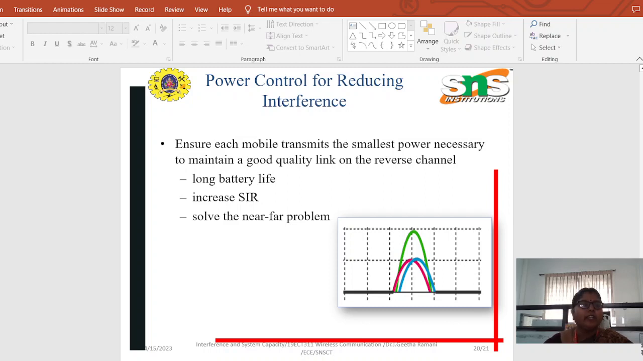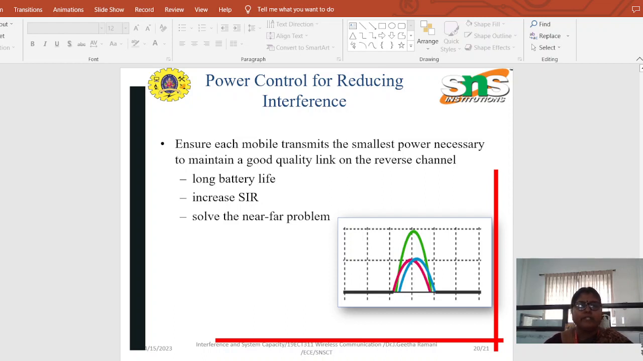And also we have to control the power for reducing the interference. So ensure each mobile transmits the smallest power necessary to maintain a good quality link on the reverse channel. So forward channel is from the user to the base station. Reverse channel is from the base station back to the user. This gives a long battery life, increases the signal to interference ratio and solves the near far problem. So this is one of the solutions for reducing the interference.